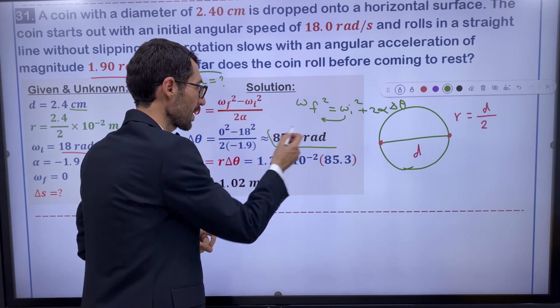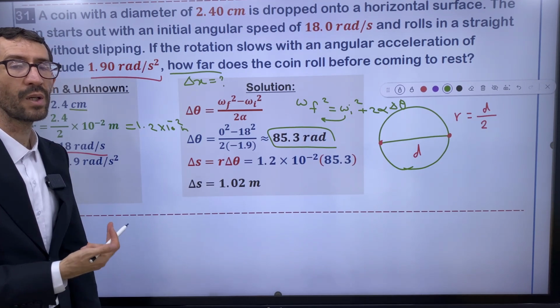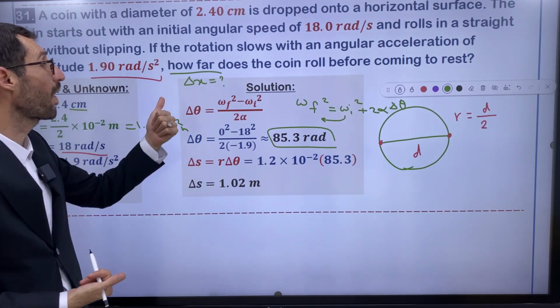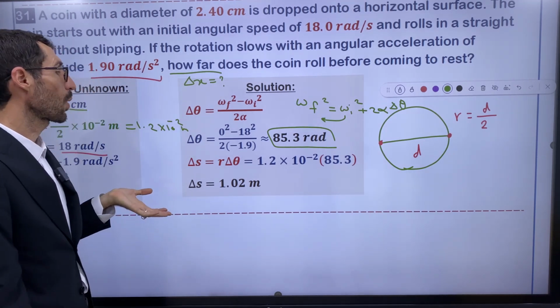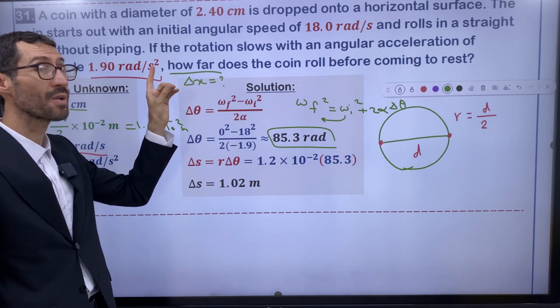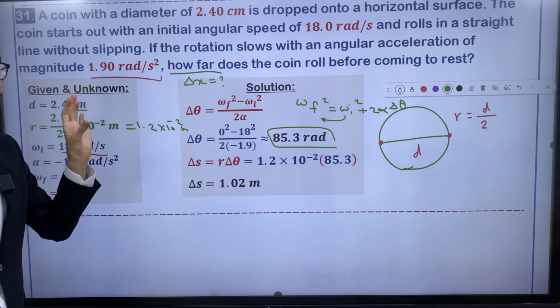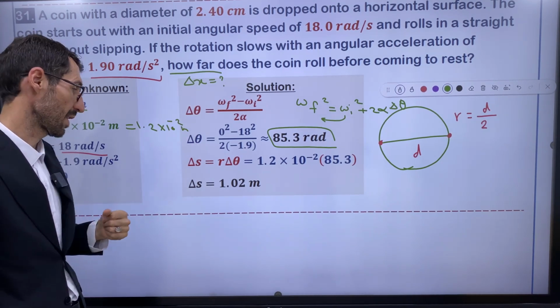Approximately, let's say delta theta becomes 85.3 rad. Teacher, are we done? No, because it says how far. It doesn't say, for example, what's the angular displacement. It's how far. It talks about the linear information. How far does the coin roll before coming to rest?